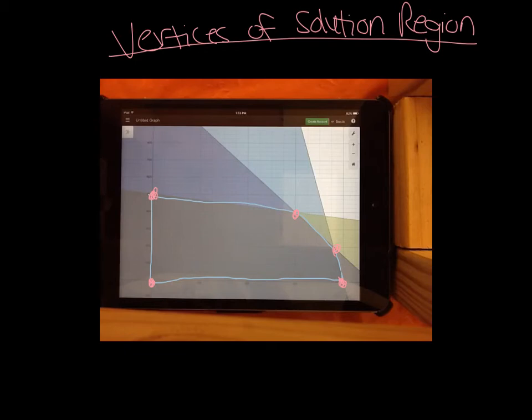So some are easy to read off. This one right here is the origin, so it's at 0, 0. Here we've got the y-intercept for that second inequality for machine time. Excuse me. And then this is the x-intercept for the first inequality, the general labor inequality. This is at 400, 0.